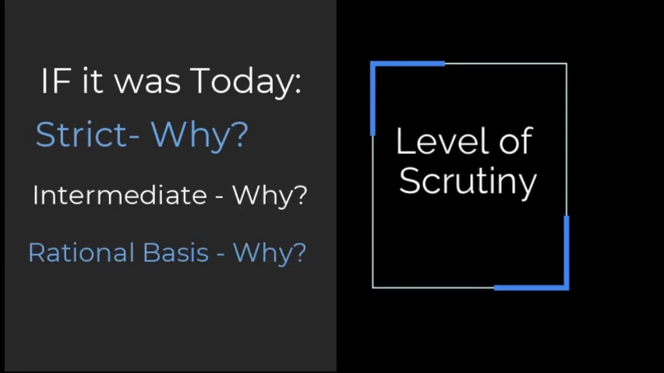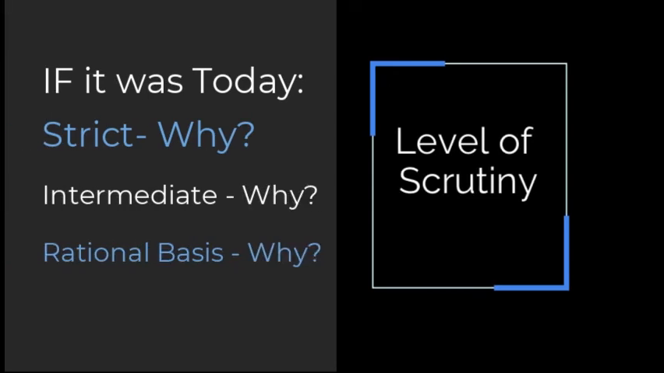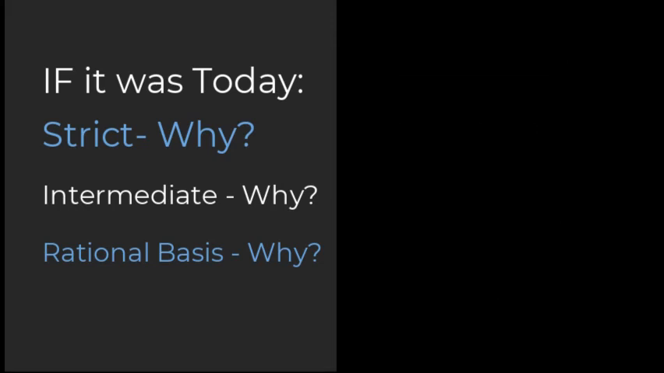Then move into the level of scrutiny. If this case was brought to the Supreme Court today, what would be the level of scrutiny? Is it strict scrutiny? And then mention why it would be strict scrutiny. Is it intermediate scrutiny? And in that case, what would be the reasons why it was intermediate scrutiny? Or is it simply a rational basis case? And if it was, then why would it be in that category?